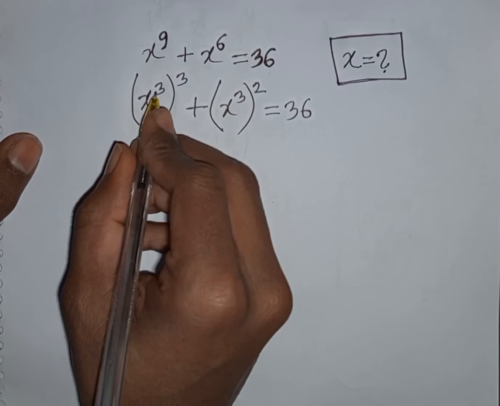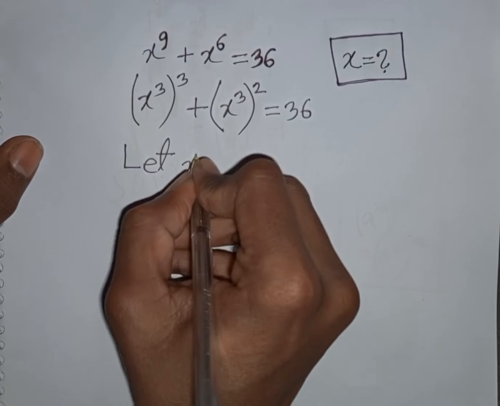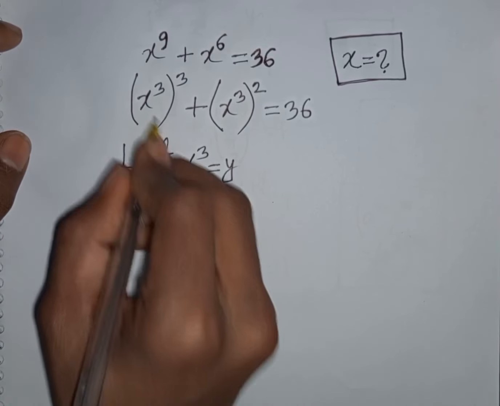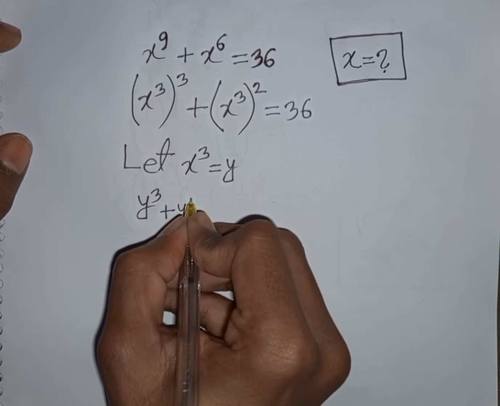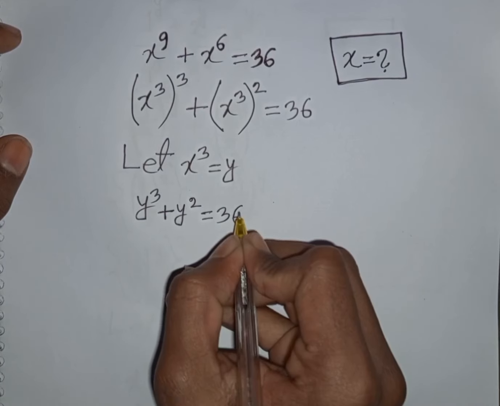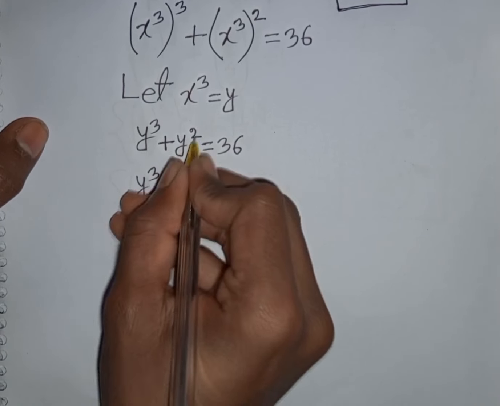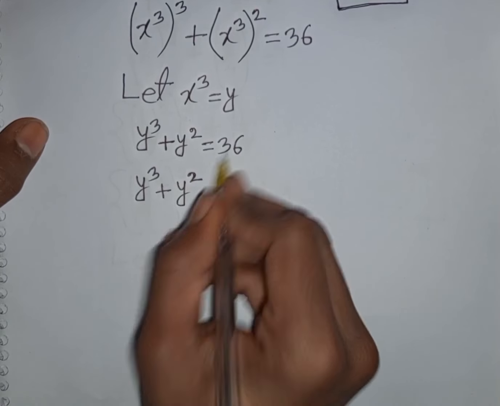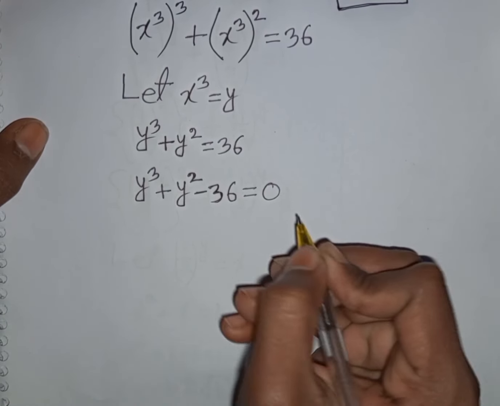Now we see x power 3, both term is same. So let x power 3 be substituted by y. So our equation will be y cube plus y square is equal to 36. Now I can write here y cube plus y square, then this plus 36 take to the left side, so this will be minus 36, is equal to 0.